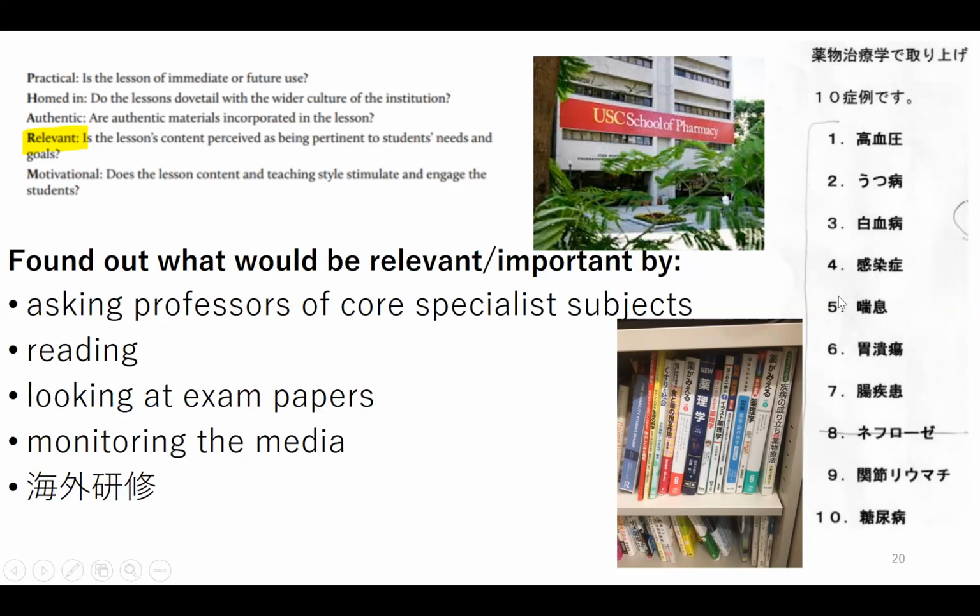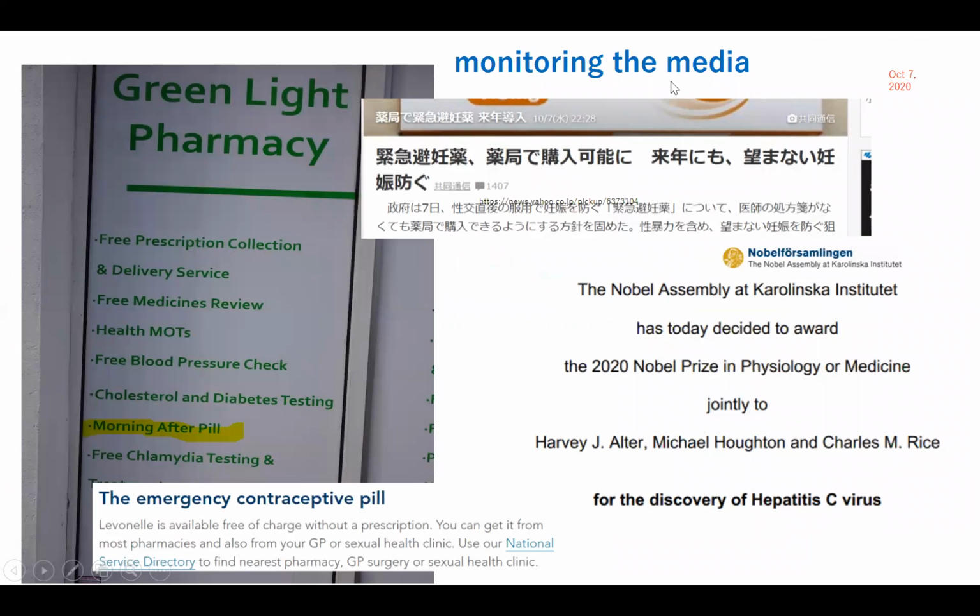Just monitoring the media, very quickly. I'm doing this today. This morning I read about this. In England, the morning after pill is available in pharmacies. You can get it without a prescription. And since 2015, under 16s can get the morning after pill. So if they have unprotected sex, the next morning they can go to a pharmacy, they can get this without their parents' permission.